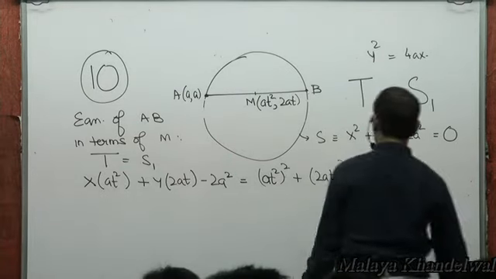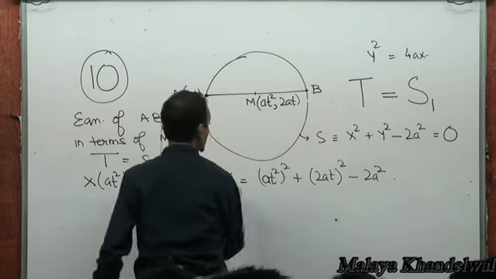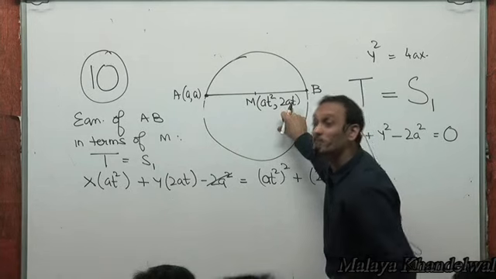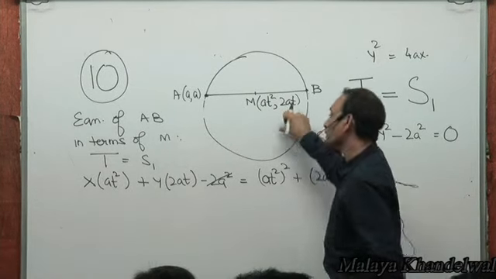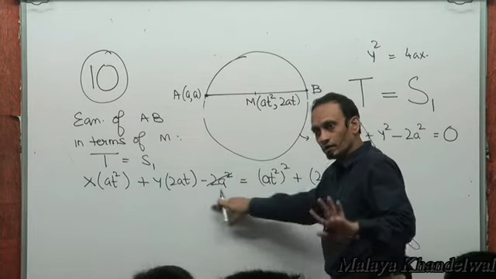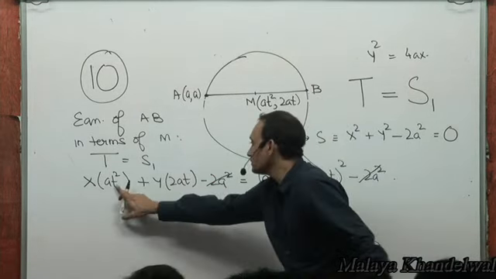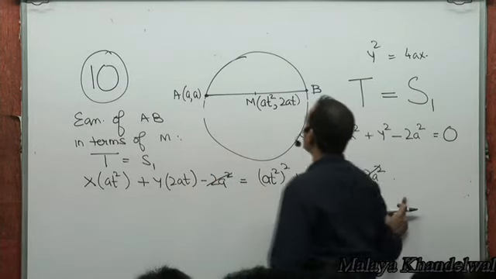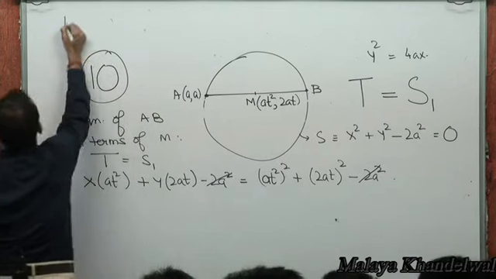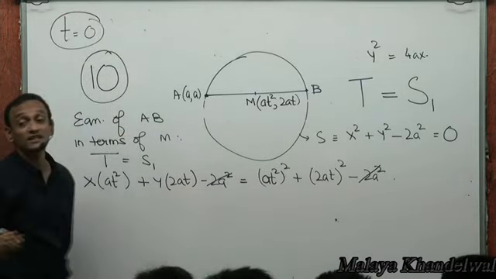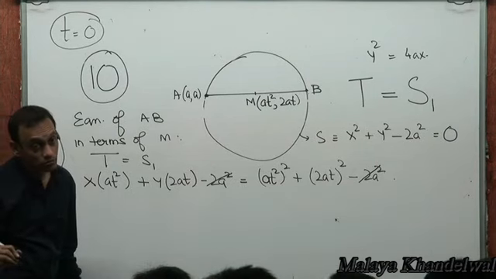Now 2a squared will get cancelled. The number of values of t will give me the required number of such ABs, number of chords, right? One value of t, of course, is t equal to 0, as you can see. You can take t common and figure out that there is one value of t for sure, right? t equal to 0 will give me at least one AB. Let's see if there are more.